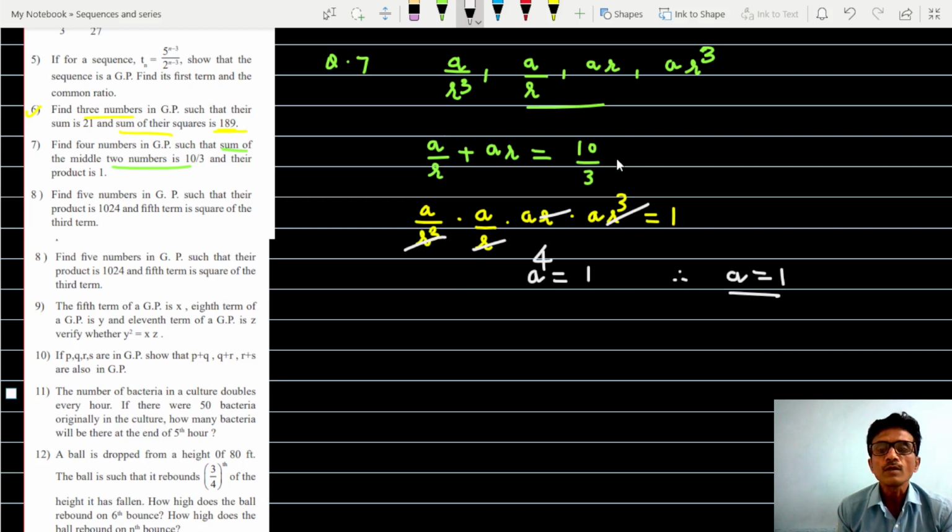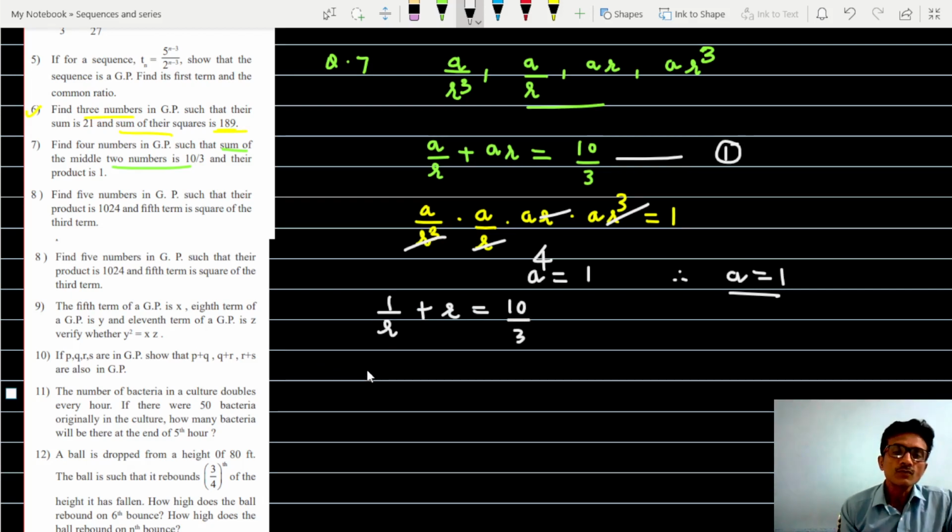Here you put a is equal to 1 in the first equation, so we are getting here 1 upon r plus r is equal to 10 by 3. So 1 plus r square, through our equation we will multiply by r, so here 10r will come and this 3 we multiply on this side. Yes, therefore 3r square minus 10r, 10r we take in the left hand side, plus 3 is equal to 0.